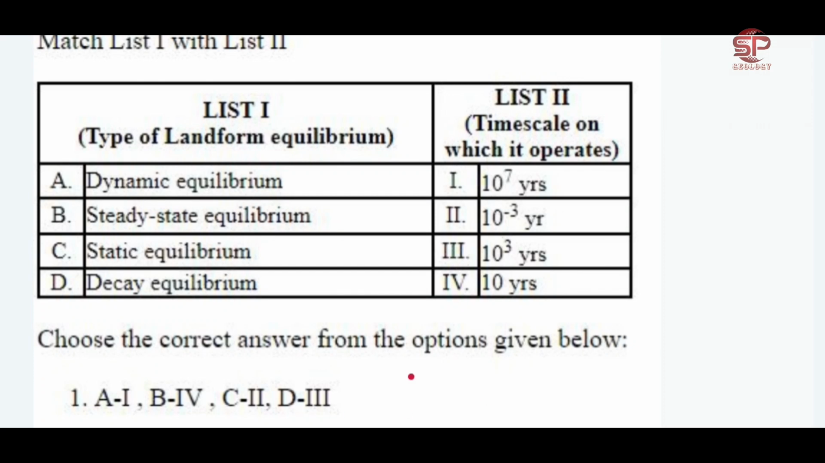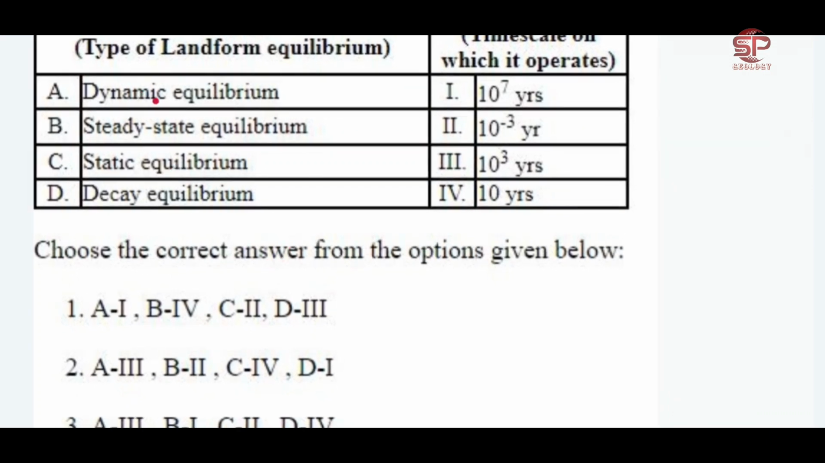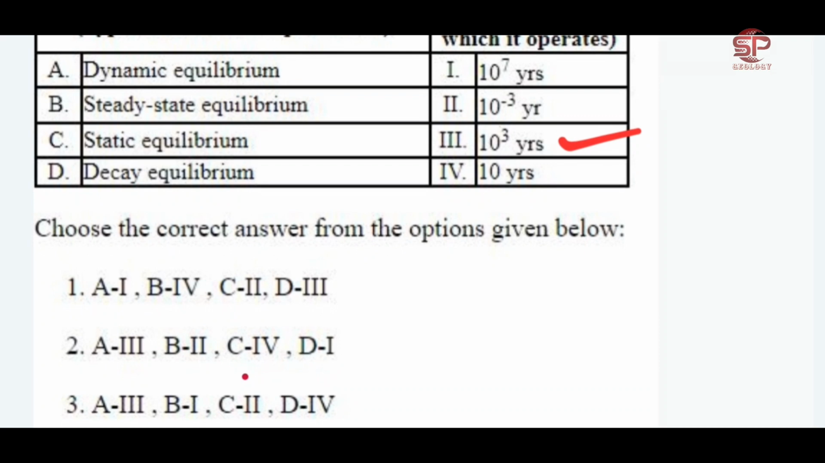So the answer will be here. First thing, dynamic equilibrium will be for a greater period, so it will be considered as 10 to the power 3 years. Then steady state is for a very short time period, so it is up to 10 years. What is the difference between dynamic and steady? In dynamic, the amount of erosion is equal to the amount of deposition, so there will be no change in geomorphology, no change in landforms.